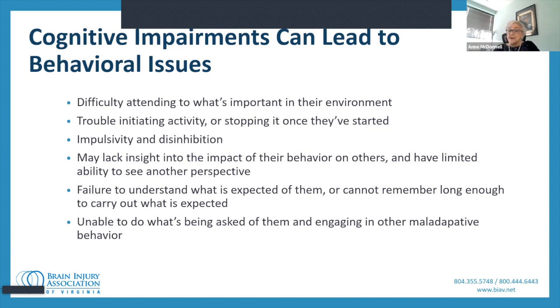People with brain injuries can have difficulty attending to the important things in their environment. They may be completely distracted by the wrong thing. They can have trouble initiating activity or stopping it once they've started. They may be impulsive and disinhibited. They may have trouble understanding the impact their behavior has on someone else and have limited ability to see someone else's perspective. And they may be unable to do what you're asking them to do, so they act out and engage in other maladaptive behaviors.